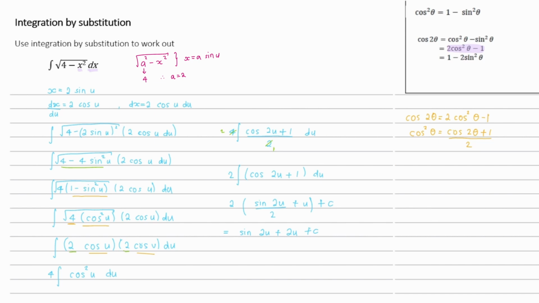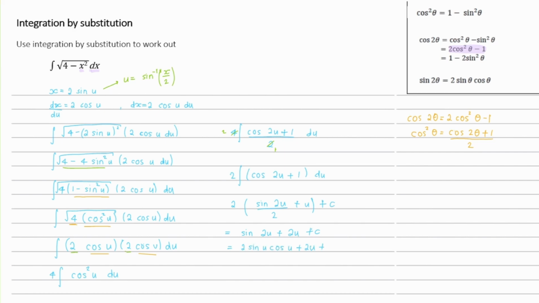Using the first part where we wrote x is equal to 2 sine u, we can make u the subject and write our u as sine inverse of x over 2. In our equation so far, we have sine 2u, and we know that this is a double angle formula for the sine of 2u. We can rewrite that as 2 sine u cosine u plus 2u plus c.